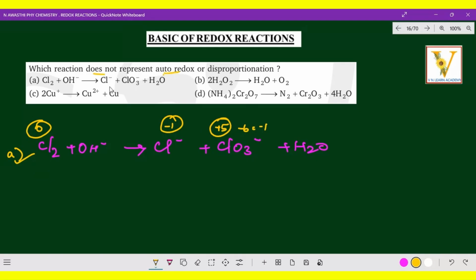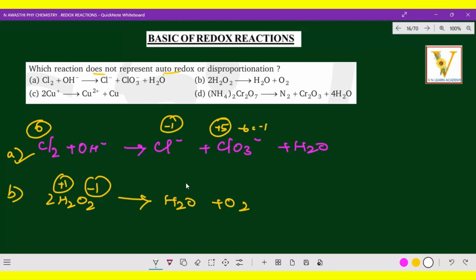But here they are asking for the option that does not. Now come on, let us check which is the incorrect option. 2H2O2 gives 2H2O plus O2. Hydrogen peroxide, you know very well, has oxygen at -1. Here it is -1, and here +1. The oxidation state you know from the previous question. Here it is -2, here +2. So here -1 is converted to -2, and +1 to +2.